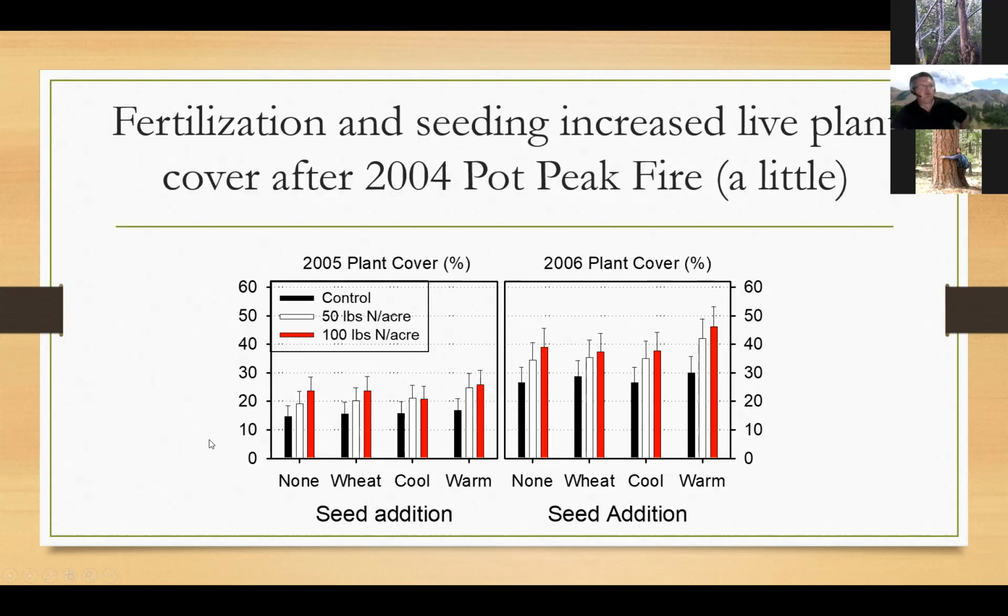We've done a few studies on these. For fertilization and seeding, we looked at the 2004 Pot Peak fire, and you could see that the fertilization had caused a small increase in first and second year plant cover, particularly when we combined it with the seed treatment, which turned out actually it was mostly yarrow that was in there that made a big difference.